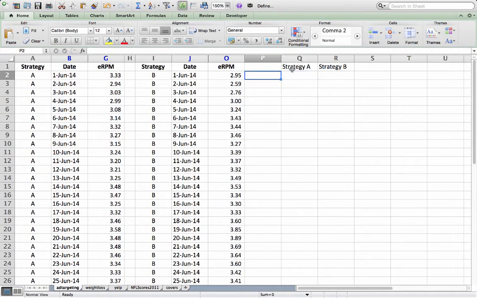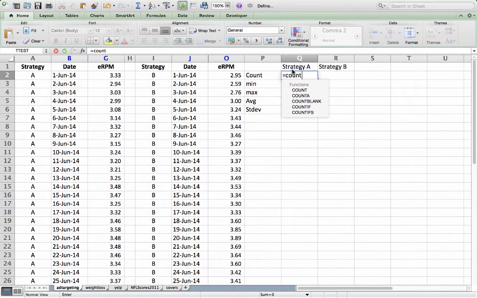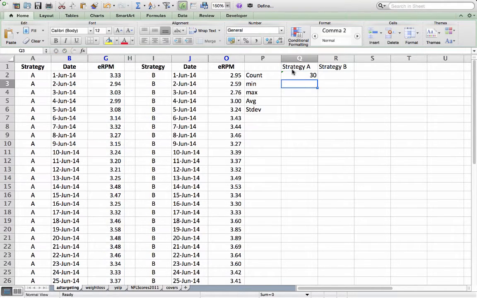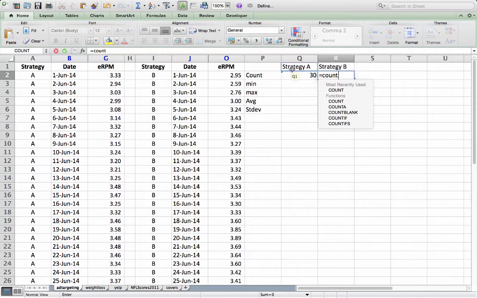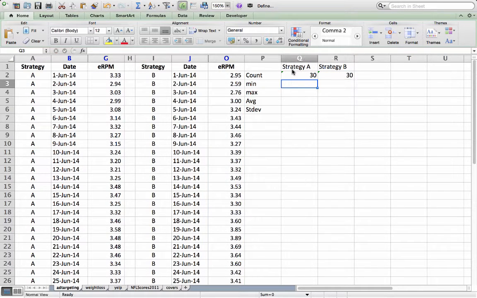right? So again, before, let's look at our count, let's look at our min, max, average, and standard deviation of those guys, right? So equals the count of G colon G, this is going to be the count of O colon O, right?